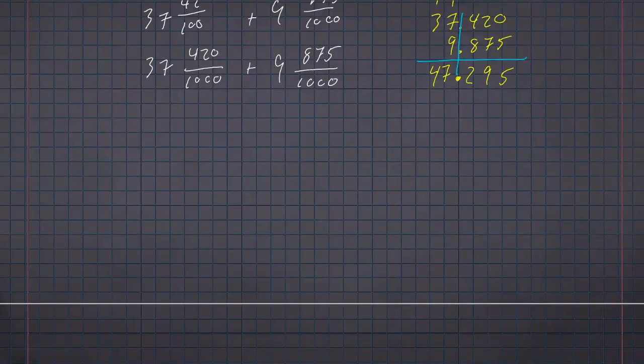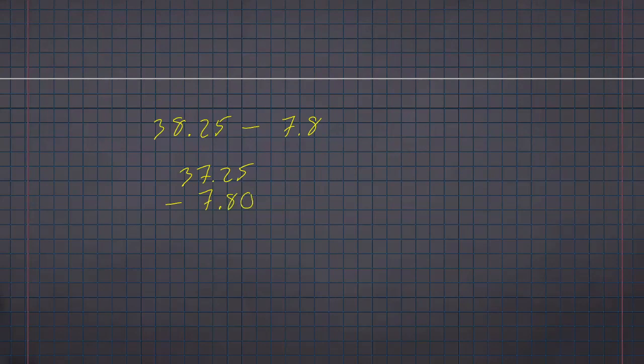Subtraction works in much the same way. Here I have 38.25 minus 7.8. Again, I fill in an extra 0 so that everything has 2 digits after the decimal point, and the decimal points line themselves up quite nicely. Then I subtract. 5 minus 0 is 5. 2 minus 8 doesn't quite work, but I can always borrow. 12 minus 8 is 4.